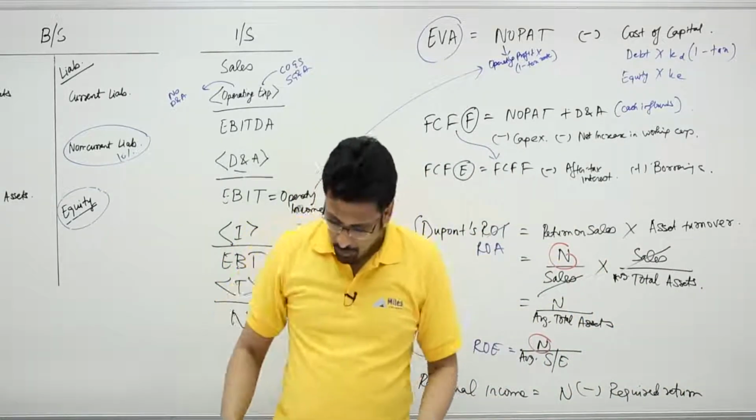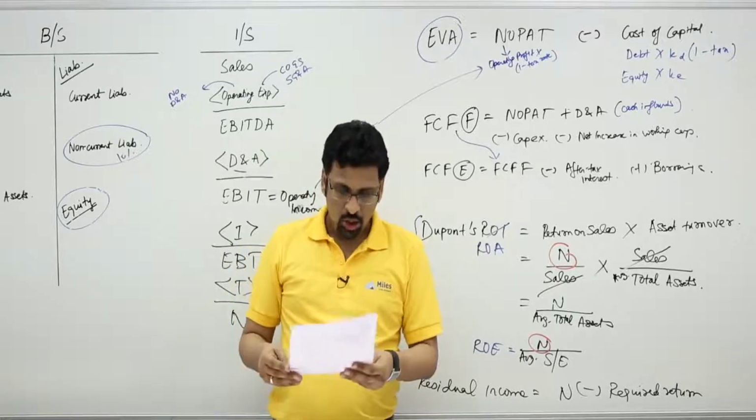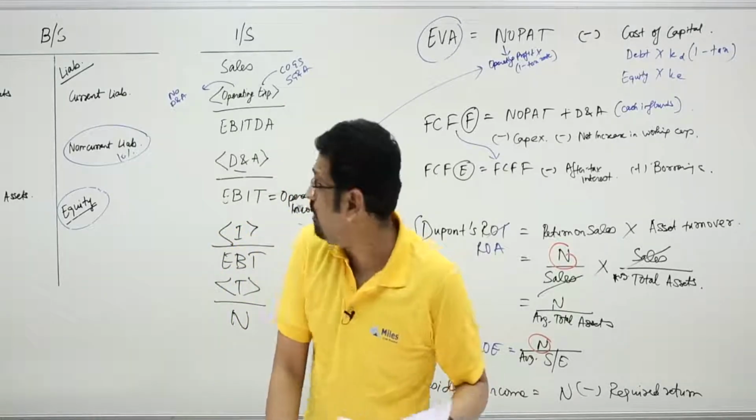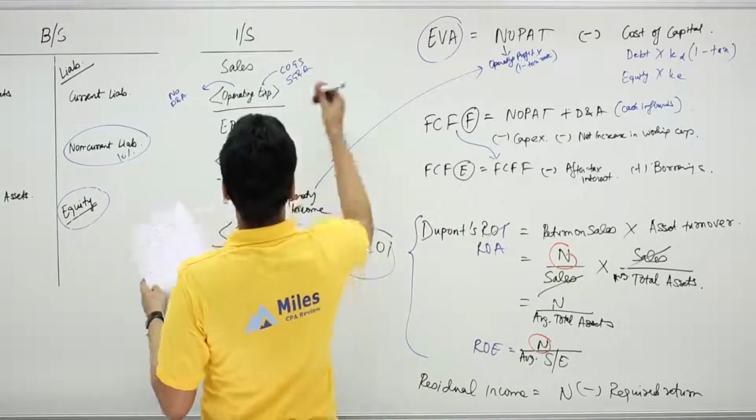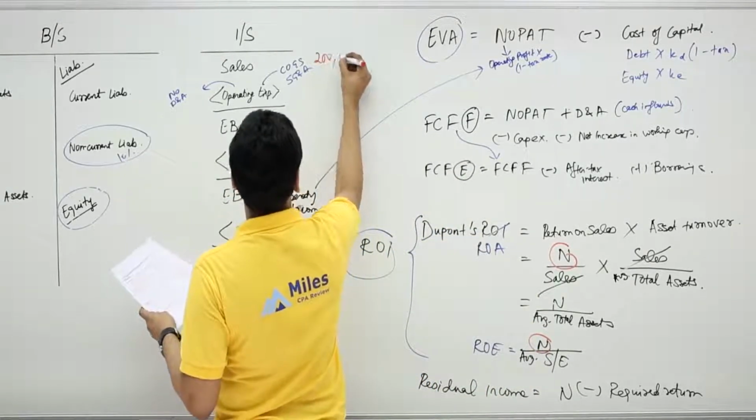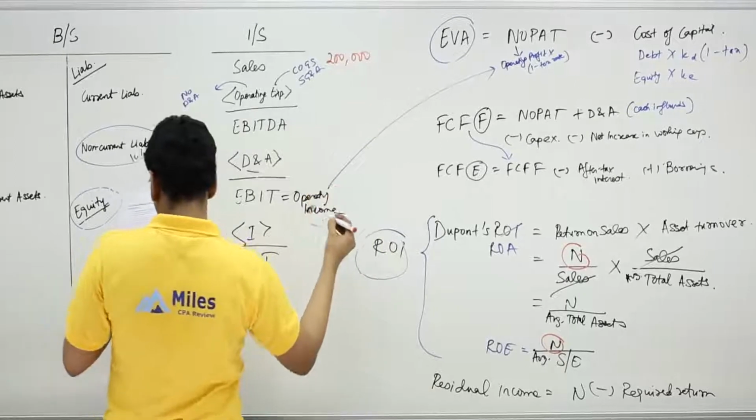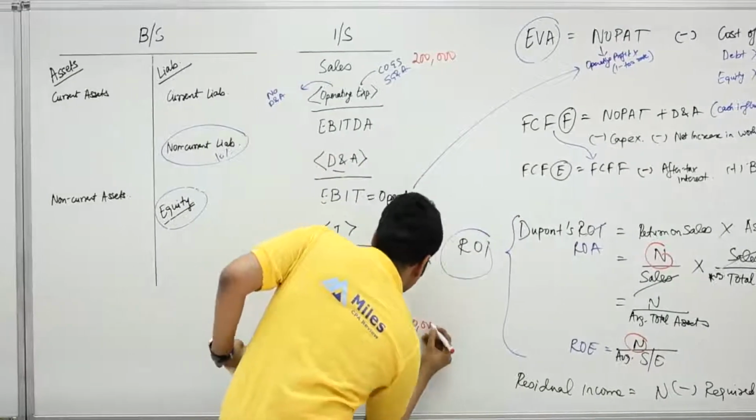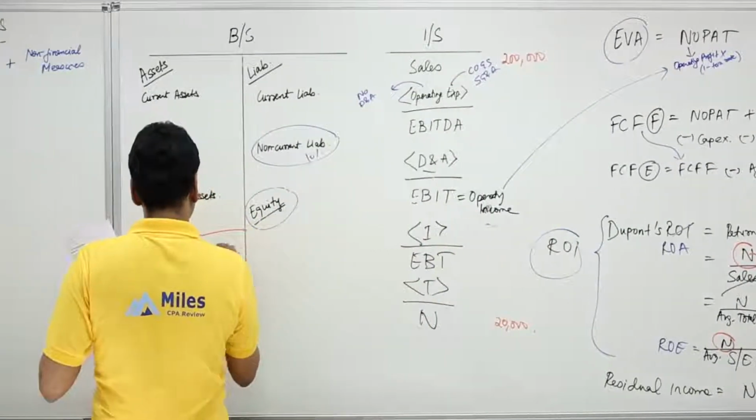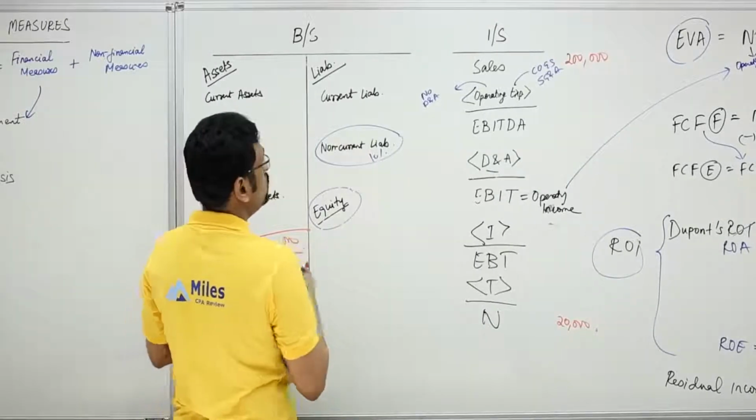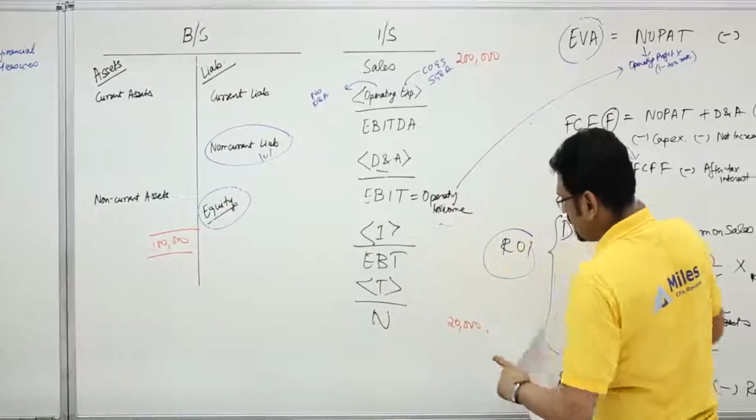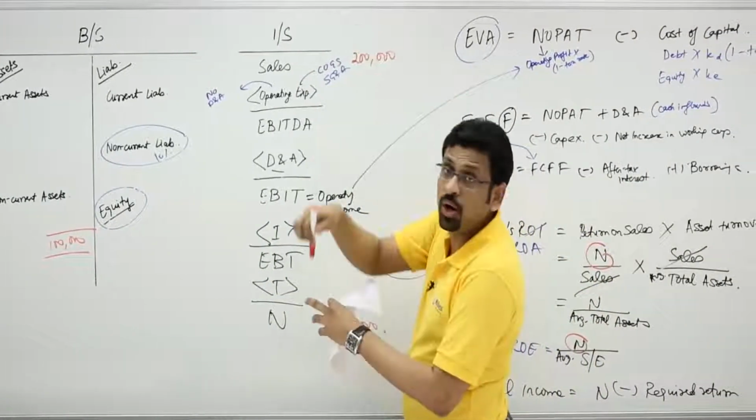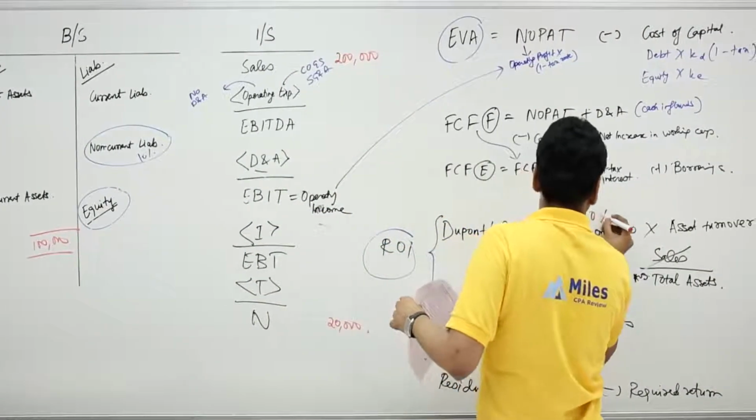So let's put a few numbers from a book. It says if sales is $200,000, so let me put numbers, use a red pen here. So sales is $200,000, net income is $20,000, total assets is $100,000. Now in this case, what's the return on sales? That's 20,000 divided by $200,000, 10%.